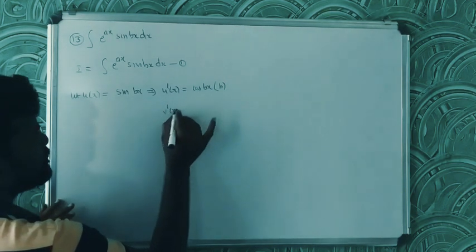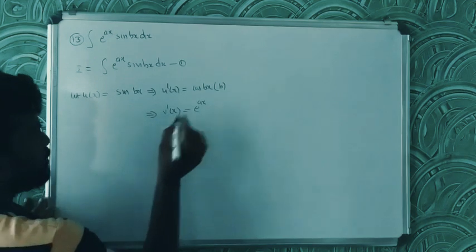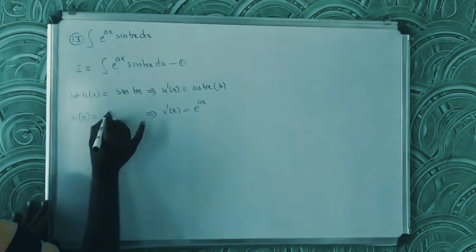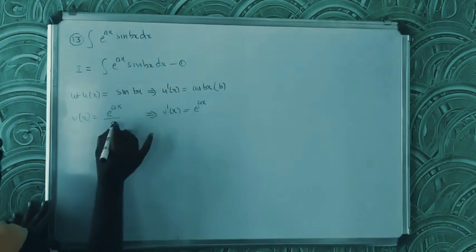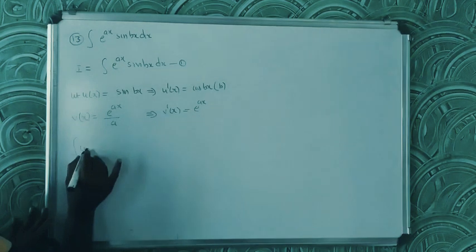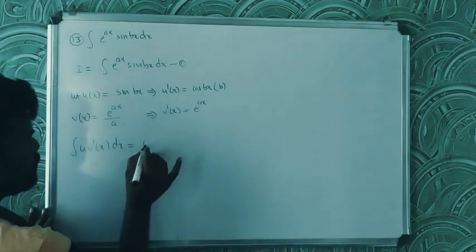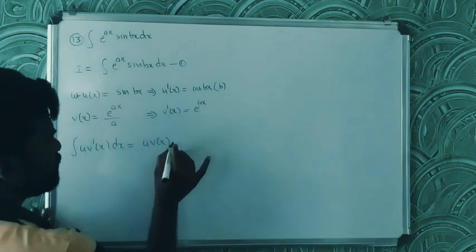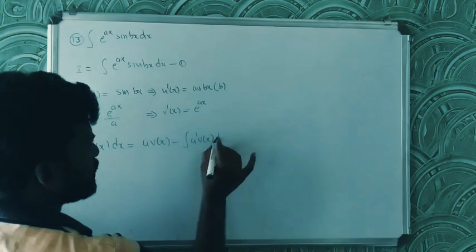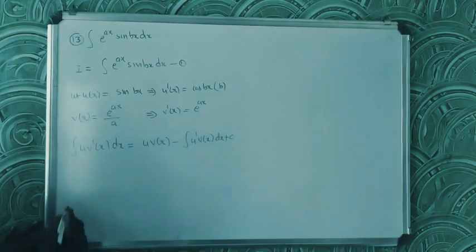v dash of x is equal to e power of ax. Integration of e power of ax is e power of ax by a. So the integration by parts formula: integration of u v dash of x dx is equal to uv of x minus integration of u dash into v of x dx plus c. So let us convert it into the formula form.